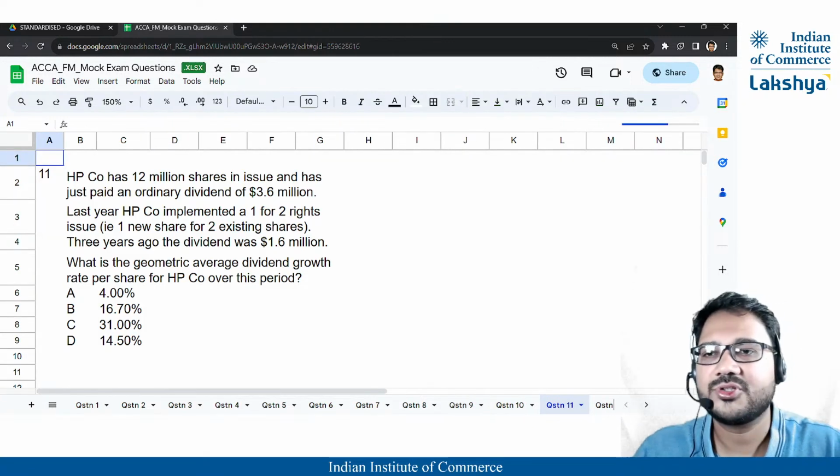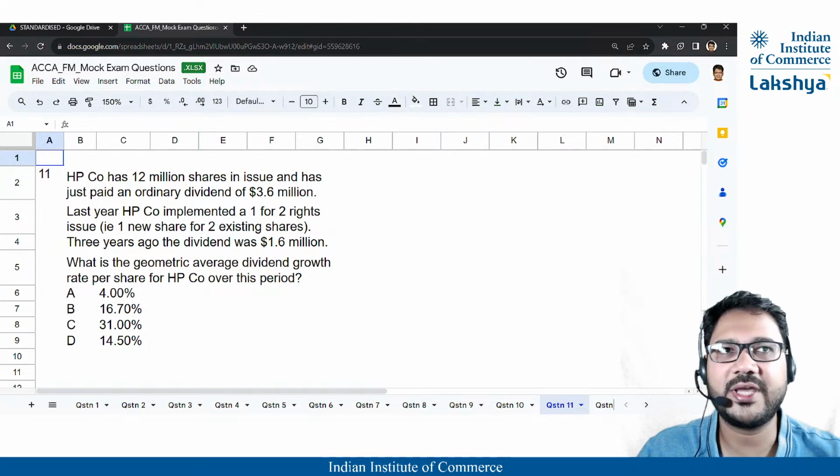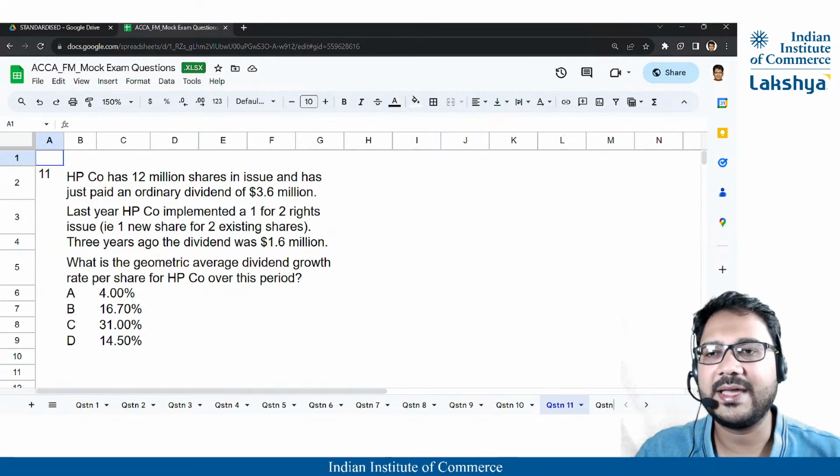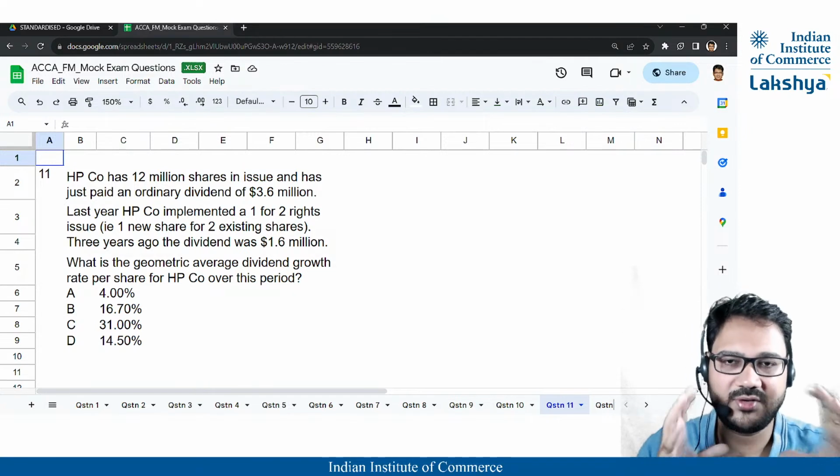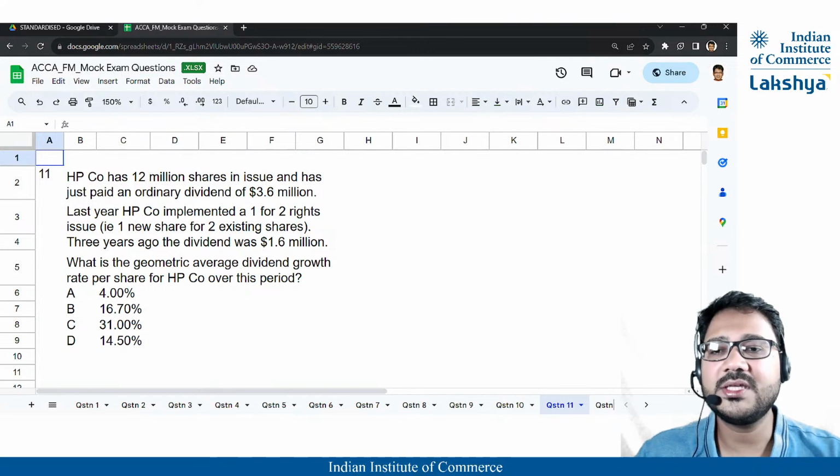Right? So HP company has 12 million shares in issue and has just paid an ordinary dividend of $3.6 million. Last year, HP company implemented a 1-for-2 rights issue. That is one new share for two existing shares. Even if this information in brackets isn't given, you should understand the meaning of it. 3 years ago, the dividend was $1.6 million. What is the geometric average dividend growth rate per share for HP company over this period?